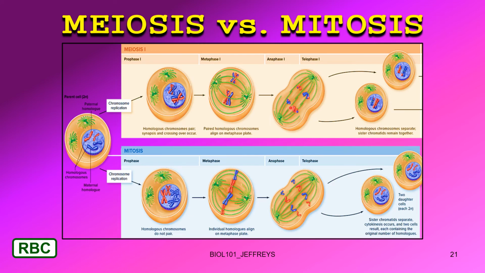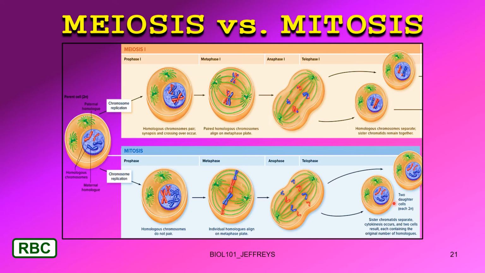Homologous chromosomes separate in anaphase, and then you end up with 2 1n daughter cells. Here you go from a 2N parent to 2N daughter cells, genetically identical. Here you go from a 2N parent to 2 1N daughter cells. You go from diploid to haploid.